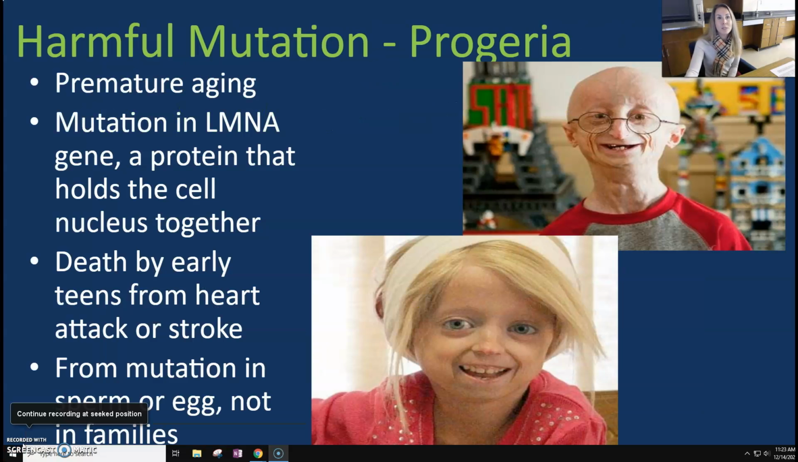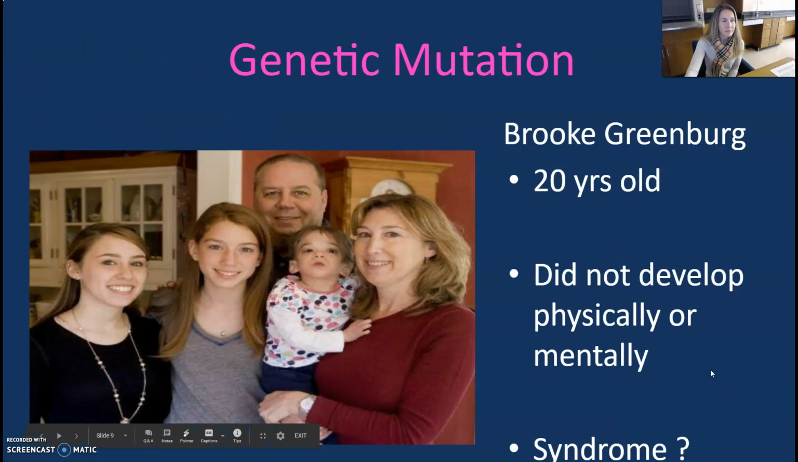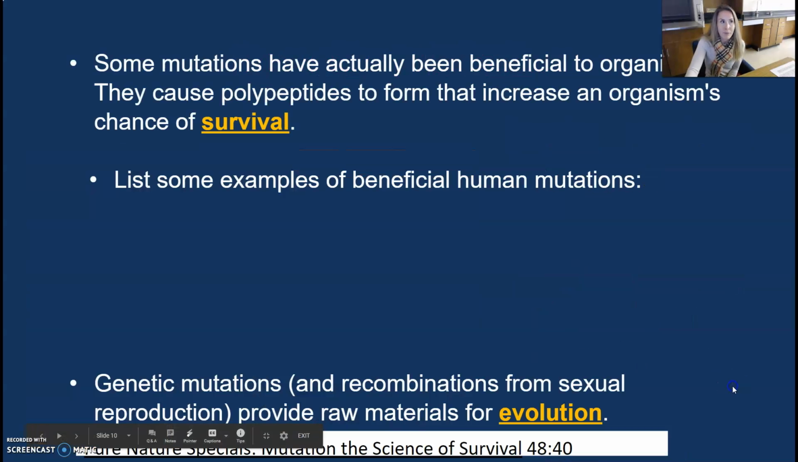One type of harmful mutation is progeria. It's premature aging. The mutation is in the LMNA gene, which codes for a protein that holds the cell nucleus together. So it's death by early teens from heart attack or stroke. And the mutation is found in the sperm or egg cell, not necessarily in families. Another type of genetic mutation: we have Brooke Greenberg, 20 years old, who did not develop physically or mentally. What type of syndrome could it have been?